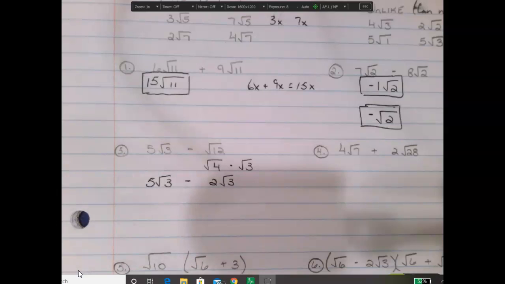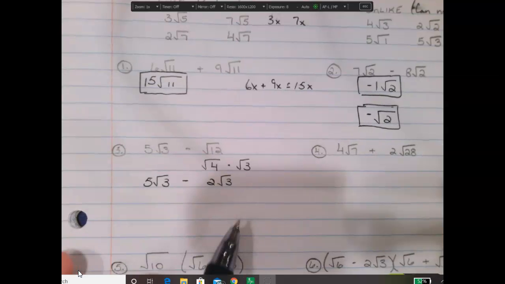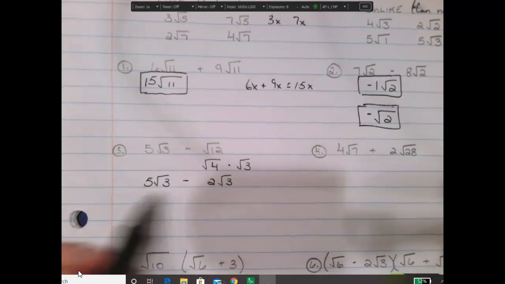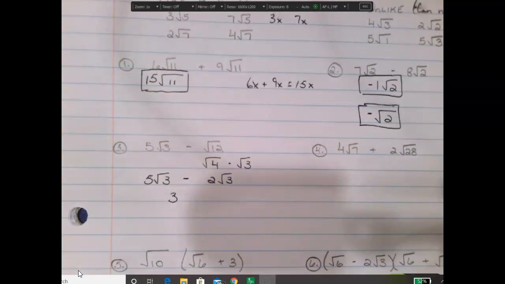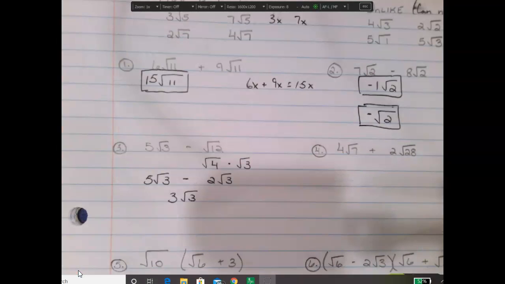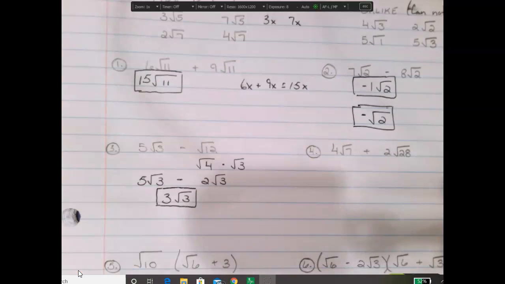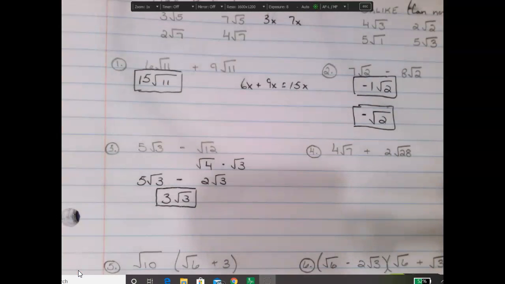And now I have like bases. So now I can solve this problem. Radical 3 on both of these. So I just do 5 minus 2. 5 minus 2 is 3. Then I'm going to add on that radical. So 3 radical 3. And that's going to end up being my final answer here. So that's as simplified as it can go. I've got a prime number underneath my radical. I've combined my like terms, as you could call them. So 3 radical 3 is your final answer.